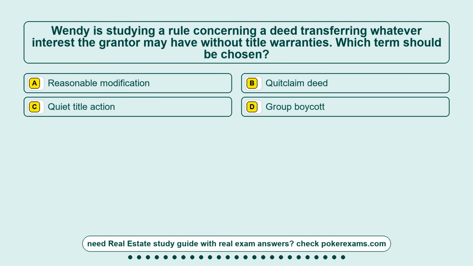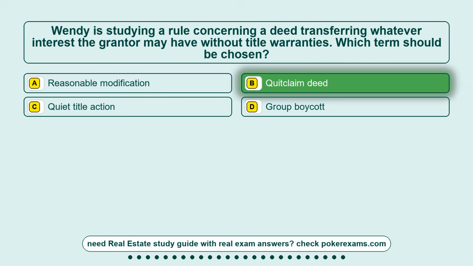Question 2. Wendy is studying a rule concerning a deed transferring whatever interest the grantor may have without title warranties. Which term should be chosen? Option A, a reasonable modification. Option B, quitclaim deed. Option C, quiet title action. Option D, group boycott. The correct answer is option B, quitclaim deed.